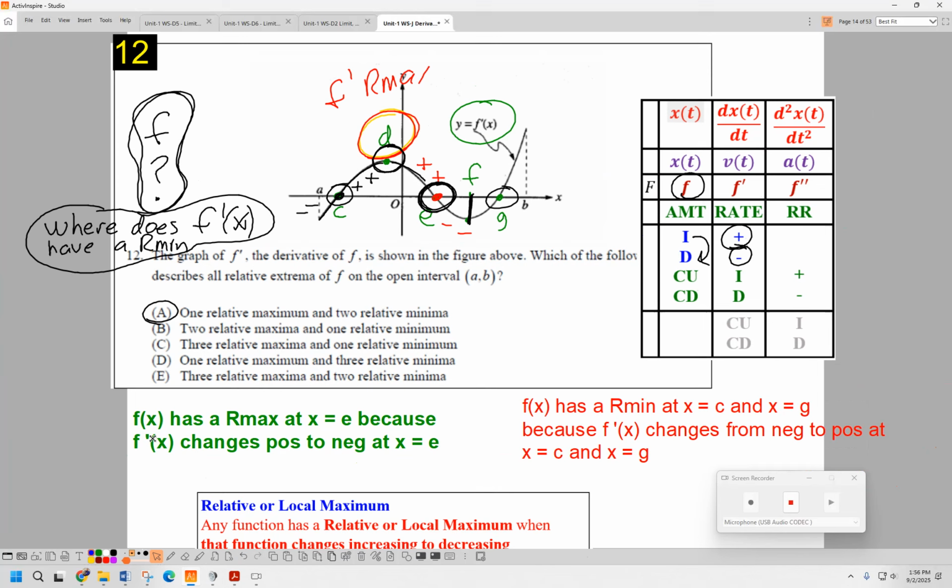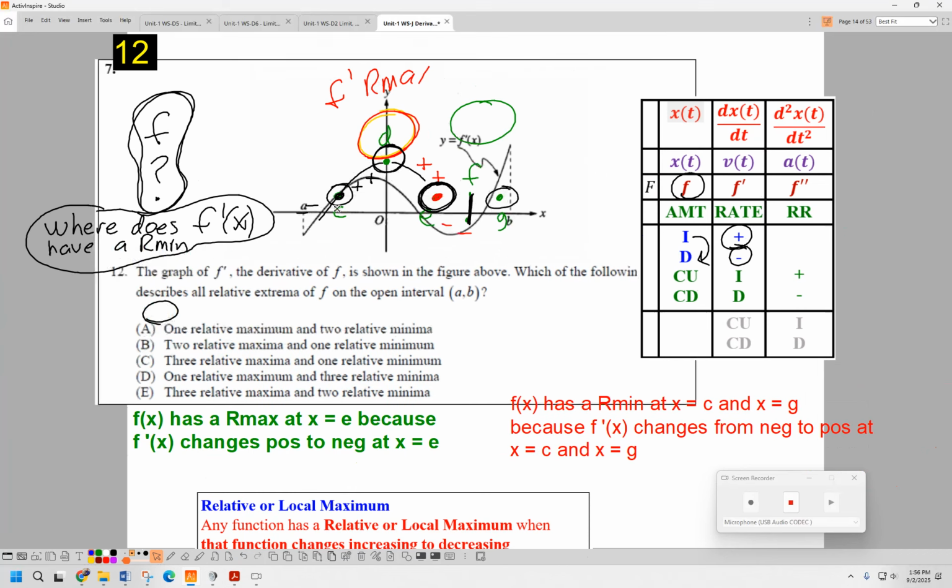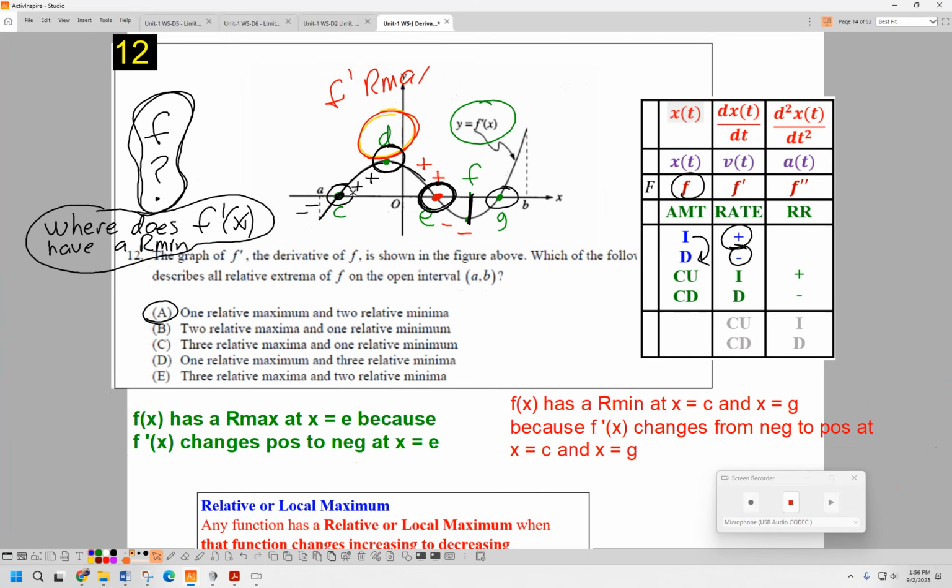Perfect. So that's the red one. f has a relative min at x equal C, and also x equal G, because that's where f prime is changing negative to positive, which means that's where f will change decrease to increase, meaning f has a relative min at those two points. So the relative min of f is at x equals C and also x equal G, just like it is stated here.